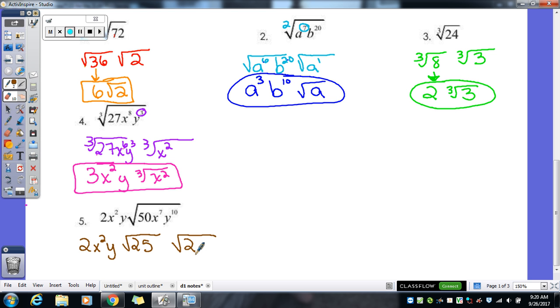So then looking at my x, I have x to the 7th. 7 is not a perfect square as far as exponents go. So I'm going to separate that into x to the 6th and x to the 1st. So again, if you add those, I still have my 7. And then y to the 10th, 10 is divisible by 2, so I can keep that as y to the 10th. I don't need to separate it.